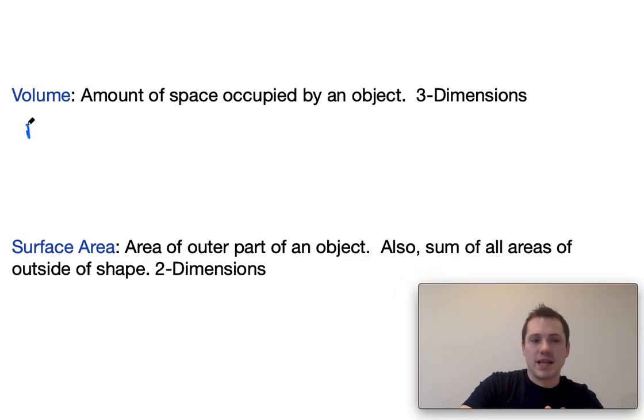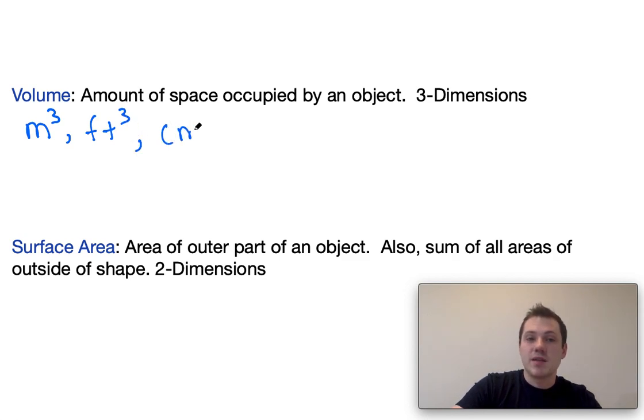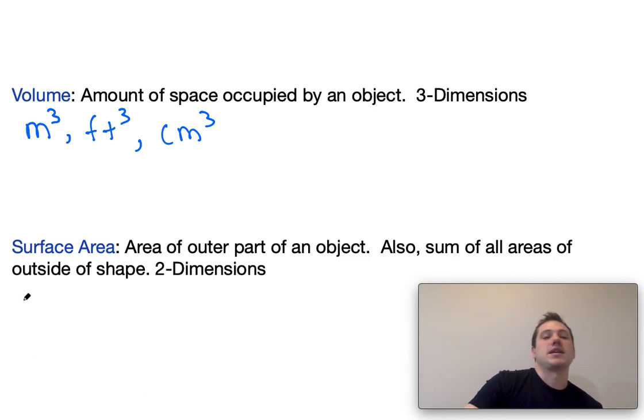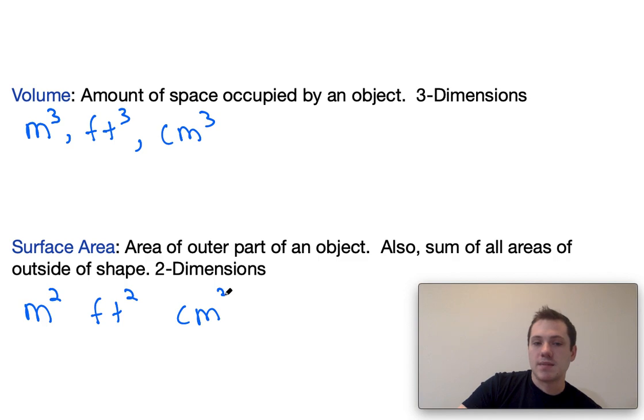volume might have something like meters cubed as a unit. It could be feet cubed, centimeters cubed, really it can be any number of things. Surface area, on the other hand, is going to be something squared. So it might be meters squared, could potentially be feet squared, could be centimeters squared, or inches squared. Same thing, cubic inches up here. Square.